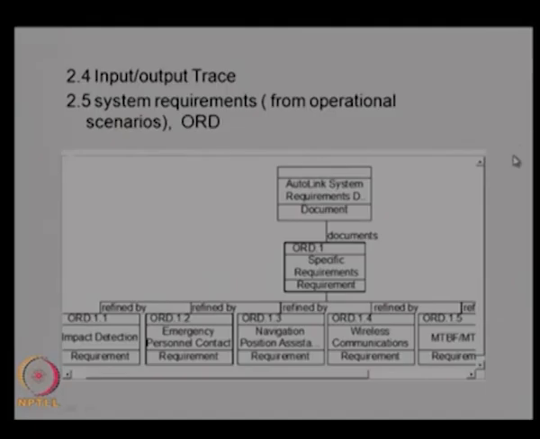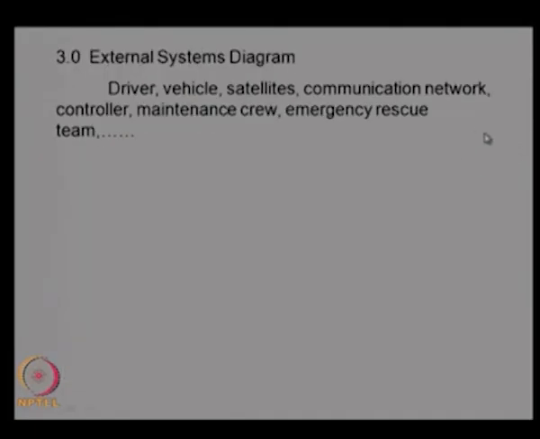Once we have the originating requirements document, we can go for the external system diagram. We can develop the external system diagram based on the external systems. There can be many external systems like a driver, vehicle, satellites, communication network, controller, maintenance crew, emergency rescue team. So, these are all the external systems interacting with the Autolink system. So, we will identify all the external systems and the interaction between them.